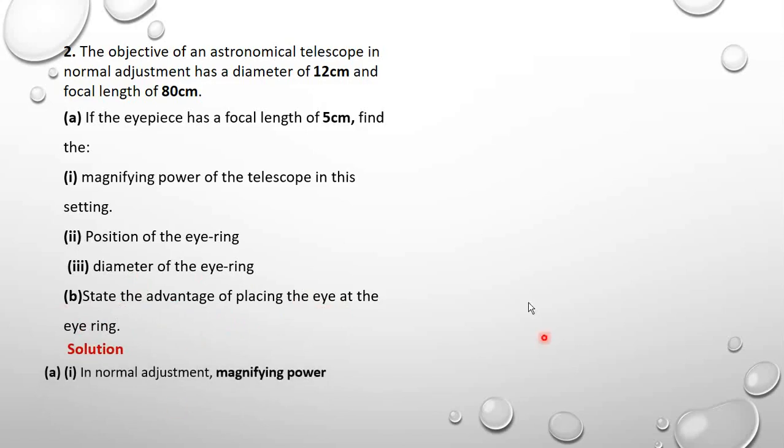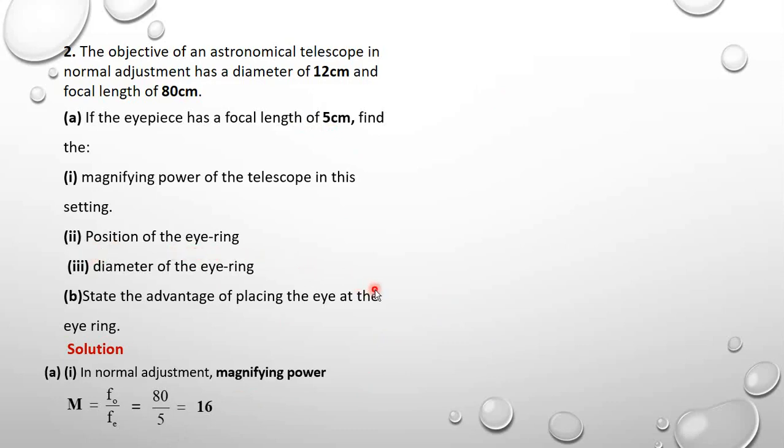First of all, they want us to get the magnifying power M, which is F naught over Fe. Then we shall just substitute. F naught is 80, and then Fe is 5. So that will give us 80 divided by 5, which is 16. So that is going to be the magnifying power of that telescope.